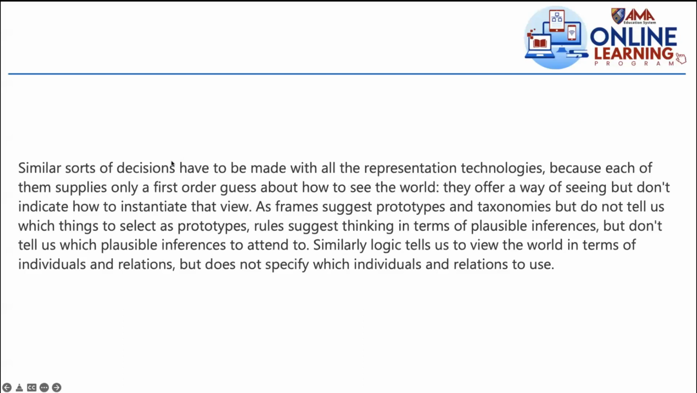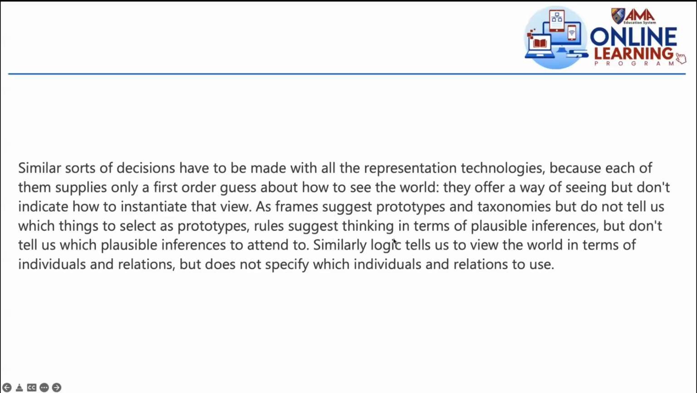Okay, they offer a way of seeing but don't indicate how to instantiate that view. For example, frames suggest prototypes and taxonomies, right? That's the frame. But they do not tell us which things to select as prototypes. So that should be taken care of as well.